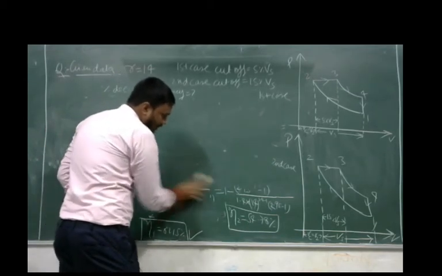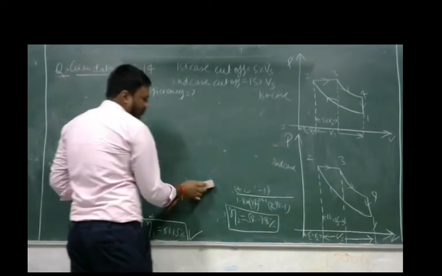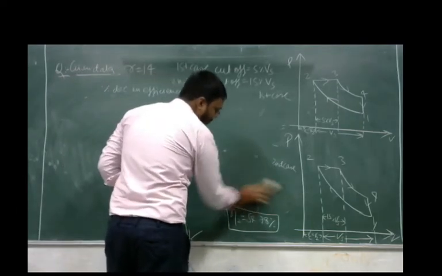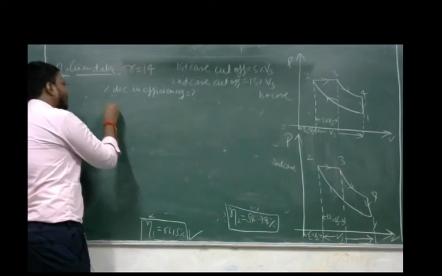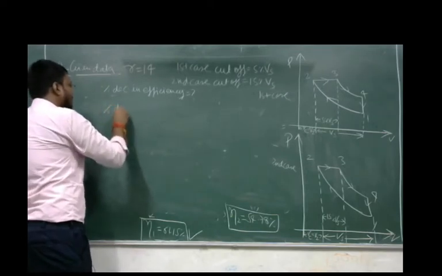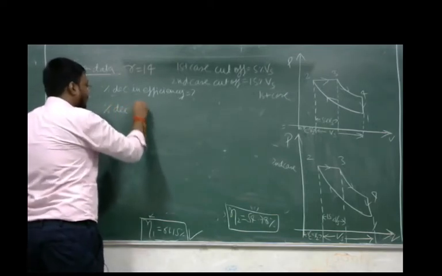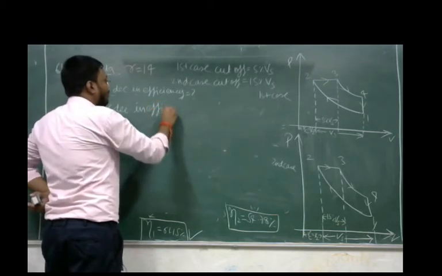Delete all these values except eta 1 and eta 2, because we need these values. Now we have to find the value of the percentage decrease in efficiency. So we have to calculate it in percentage.